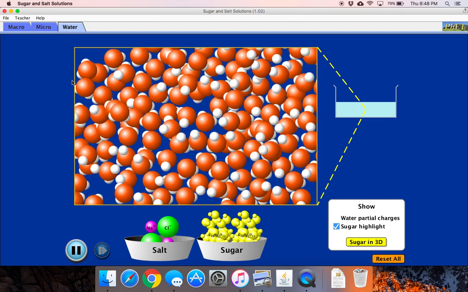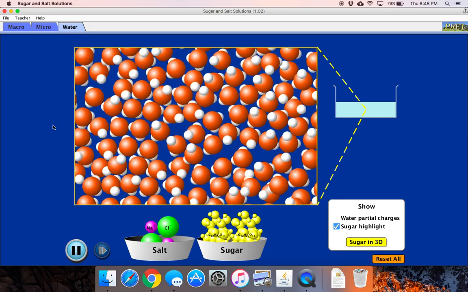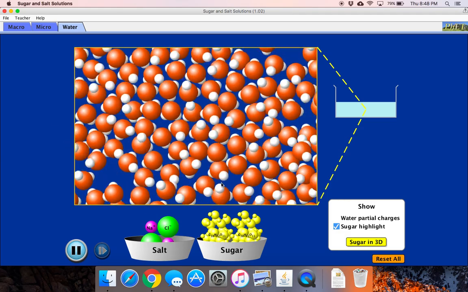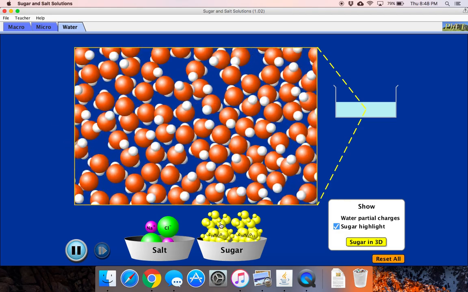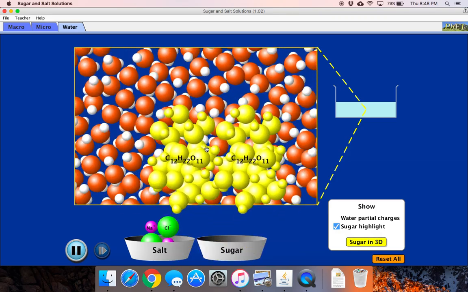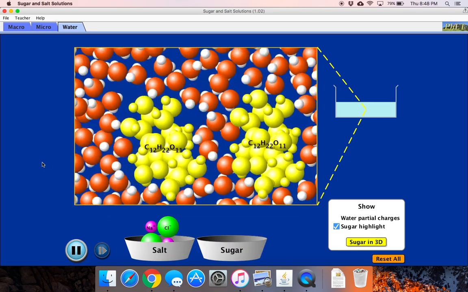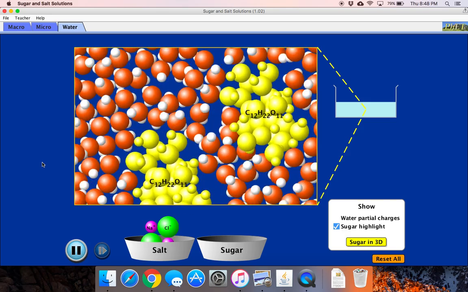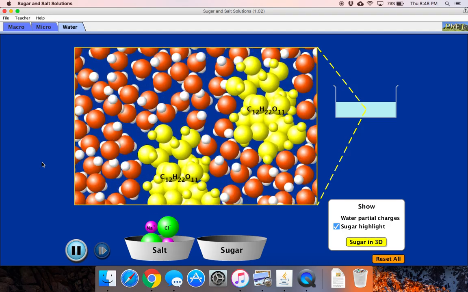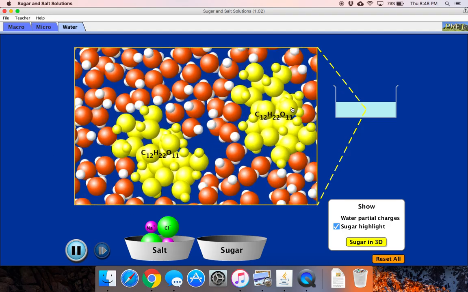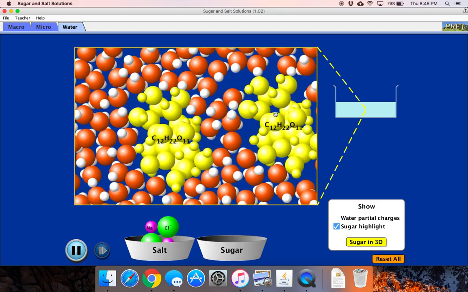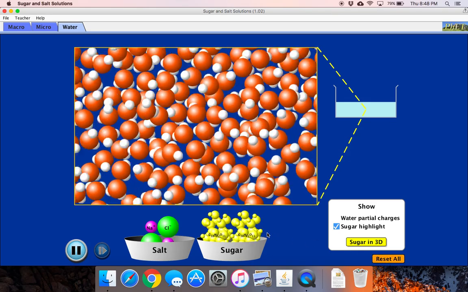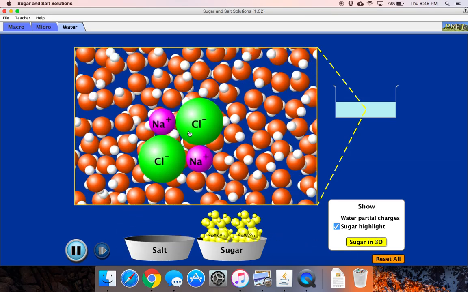To see what's going on, we can take a look at this really busy picture of water. We see the water molecules vibrating around. They've got some kinetic energy. First we'll take some sugar and drop it in there and see what happens. The water molecules separated the sugar molecules. However, the carbons, hydrogens and oxygens all remain connected on a molecular scale.